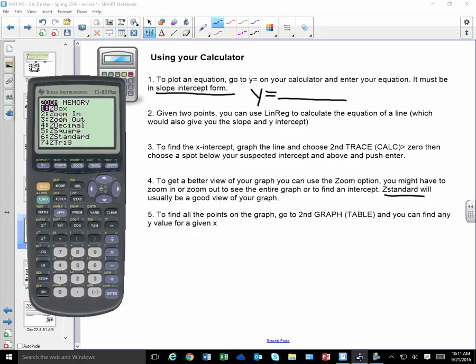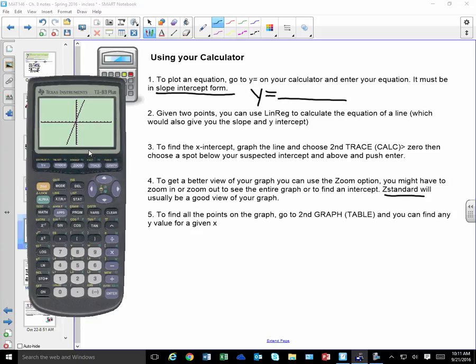Zooming in is going to get closer to it, of course. Zooming out is going to get farther away. But what I usually suggest is at first going to the Z standard, which is number 6. Z standard means it's the standard zoom, and it goes from -10 to 10 on the X and the Y axis.